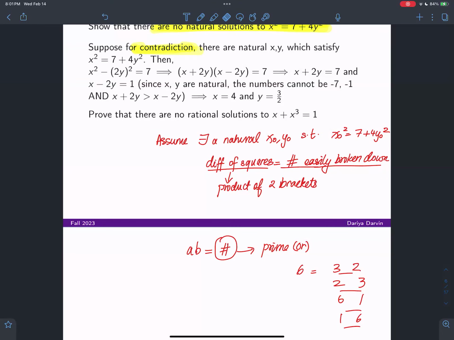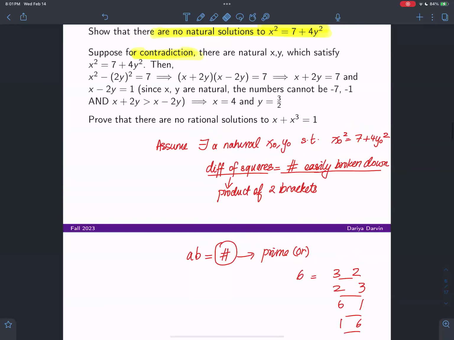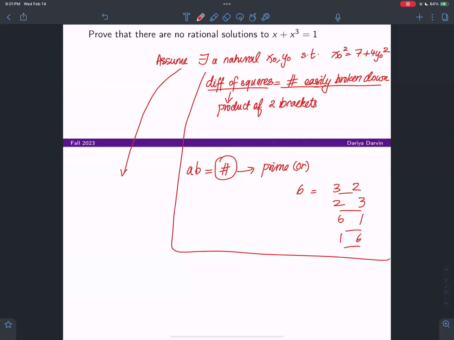So you want to rewrite this equation as a product of two brackets on one side and a number on the other side, a number which you can break down. Usually this is a difference of squares, and I'll show you why that makes sense. If you look at this question, you can write this as x naught squared minus 4 y naught squared equals 7. The good thing about a difference of squares is you can make it into the product of two brackets very easily.